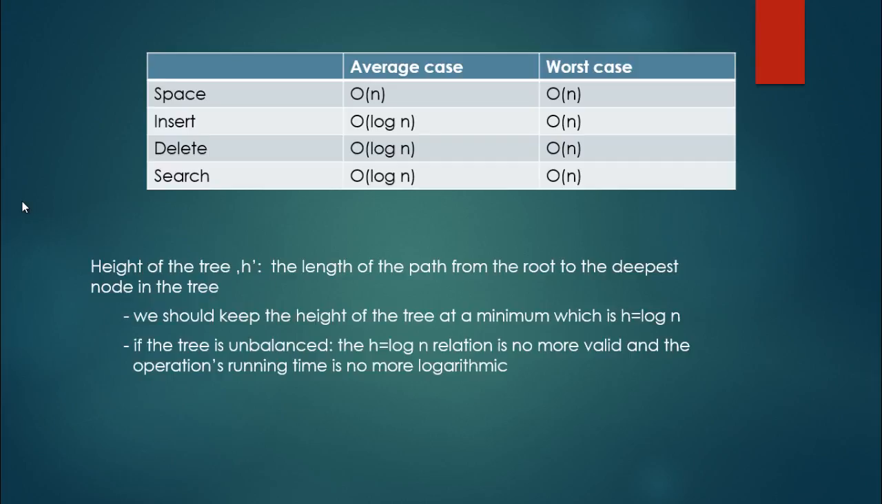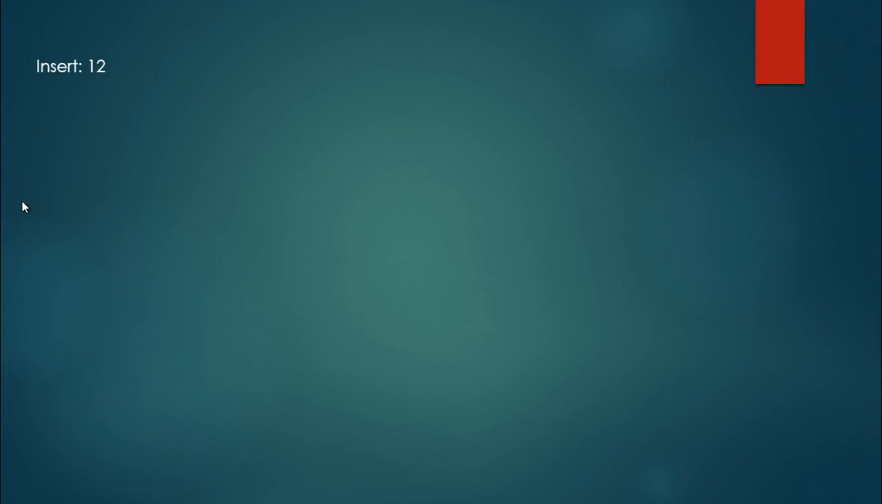Another important parameter is the height of the tree. We usually denote it with h, the length of the path from the root to the deepest node in the tree. This is the definition of the height of a given node. So we should keep the height of the tree, and of course the height of the tree is the height of the root node, at a minimum, which is h equal to log n. If the tree is unbalanced, the h equal to log n relation is no longer valid, and the operation's running time is no longer logarithmic. So if we want to search for something, we are not going to be able to find it in logarithmic time. And that's why rebalancing the tree after every insertion will be very, very important. So for how to construct a tree, the first node is trivial.